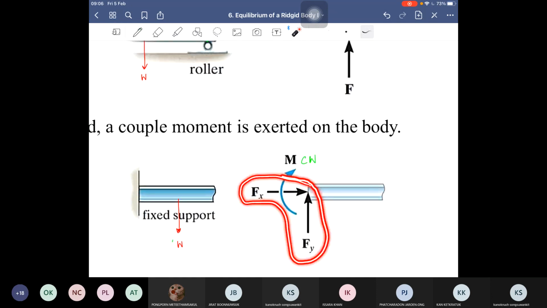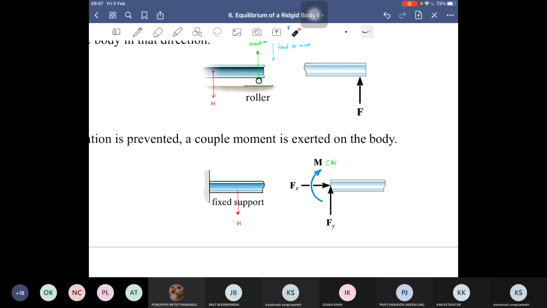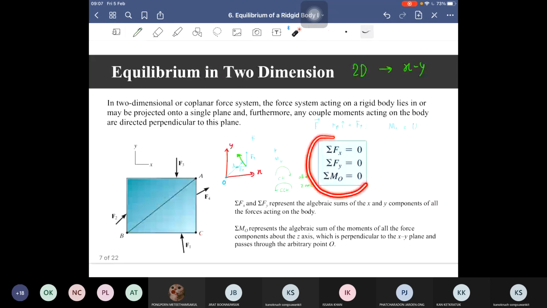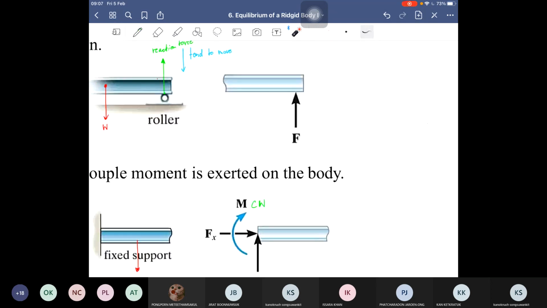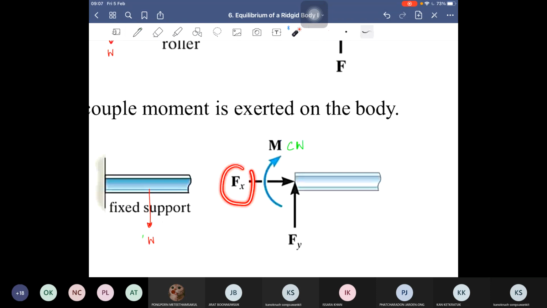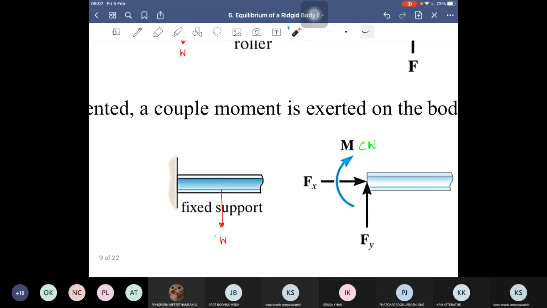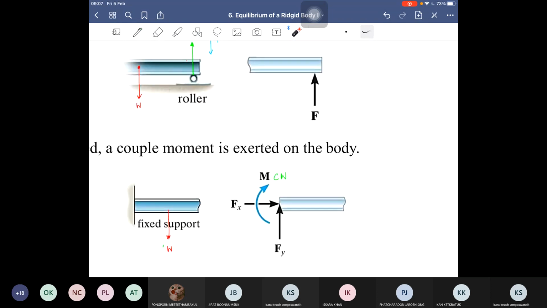Okay, the direction of Fx and Fy can change depending on the calculation. So it depends on this condition, sigma Fx, sigma Fy. If after you calculate, the Fx becomes negative, it means that the Fx that this support actually acts on the body is in the opposite direction. So first just suppose that the force acts in any direction and see the result. Then you can see which direction this support exerts on the body.